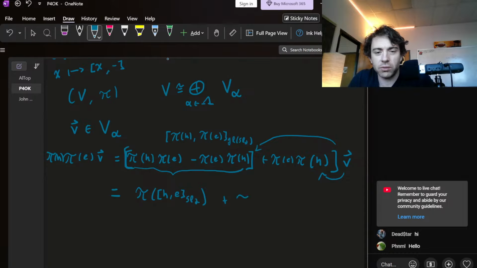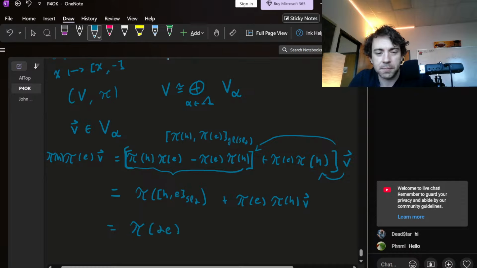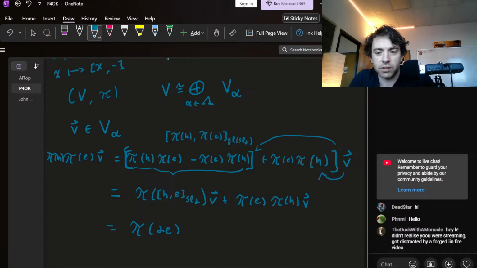So what do we find? We find that we have π(E)π(H) times v. And this is going to be equal to, well, now we know that this is π of 2E. Oh, I forgot to write my v here.